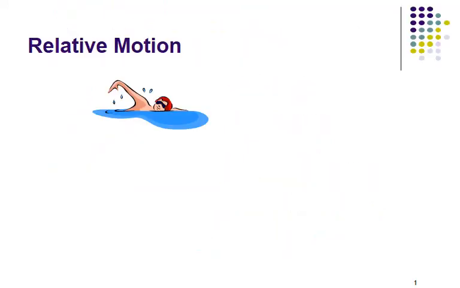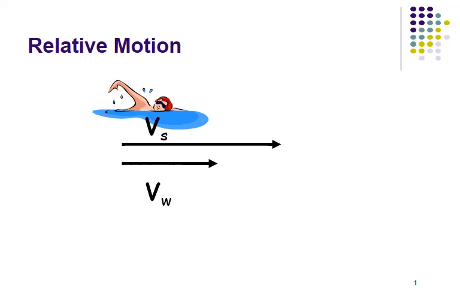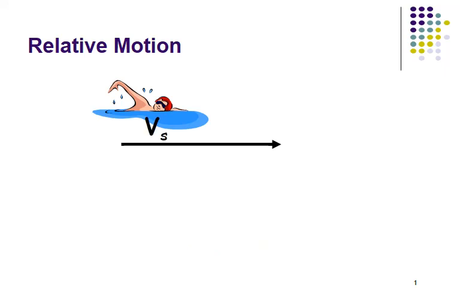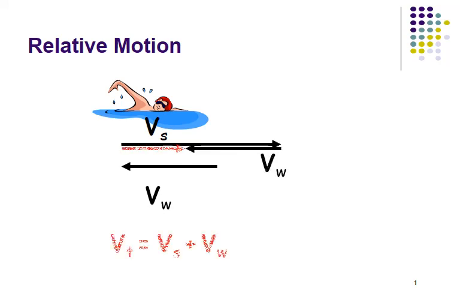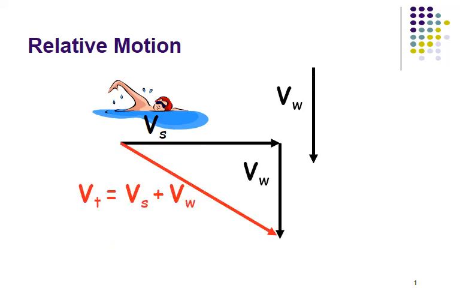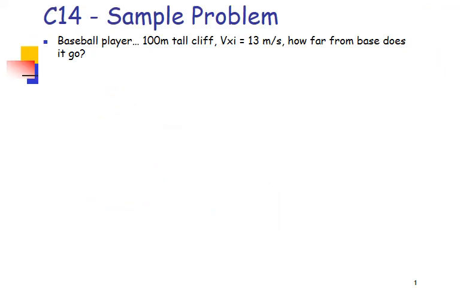All right, now with relative motion, this is where we're dealing with, let's say we're going with the current. We would put the tail of the VW vector on the tip of the VS, and the resultant would be like that, right? Relative to the shore. Let's say we're going upstream. If we went upstream, this would go on the tip of here, and this would be the resultant. Or, you know, across the stream, right? If we had it going like this, that would be the resultant.